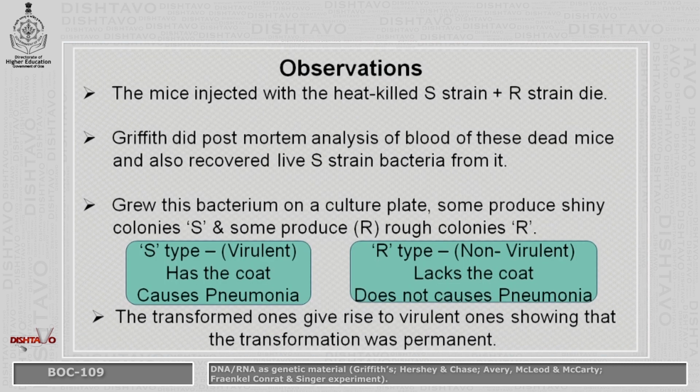So what Griffith did, he did the post-mortem analysis of the blood of these dead mice, the 4th set, and he recovered live S strain bacteria from it and grew this bacterium on a culture plate. When grown, they produced shiny colonies and some produced rough colonies, showing that the transformed ones give rise to the virulent ones, showing that the transformation was permanent.